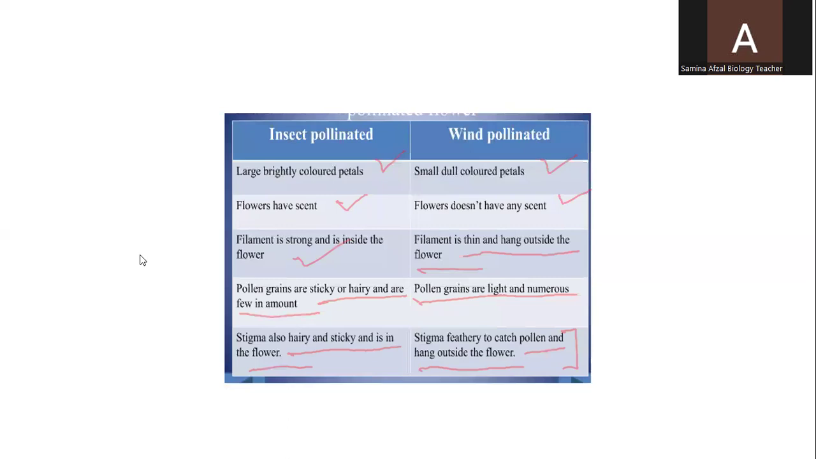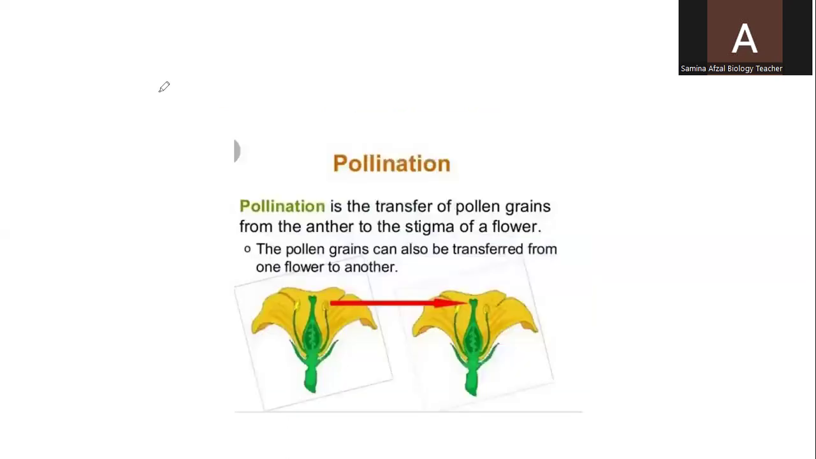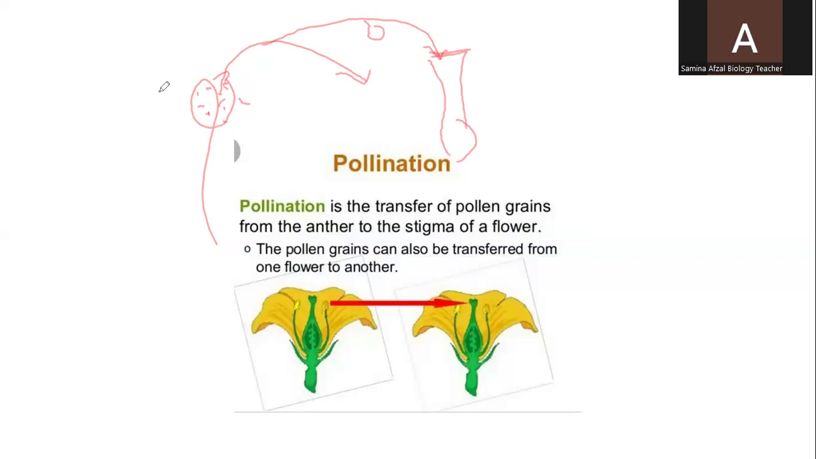Now the next: how does pollination take place and what is pollination? First of all, pollination is the transfer of pollen grains. The pollen grains are there in the anther, so the transfer of these pollen grains to the stigma is called pollination. This transfer can be on the same flower, or to another flower of the same plant, or to another plant of the same species. So this is simply pollination, which is the transfer of pollen grains from the anther to the stigma.